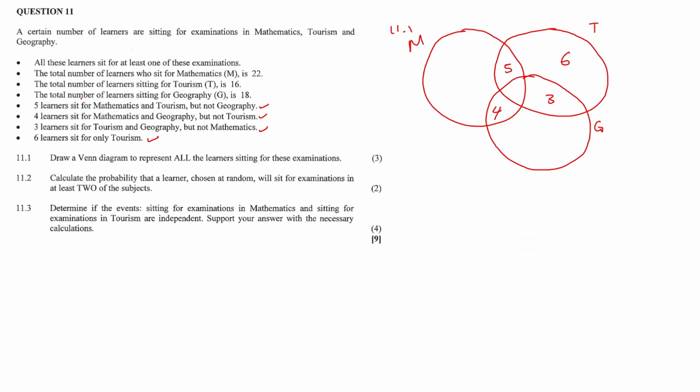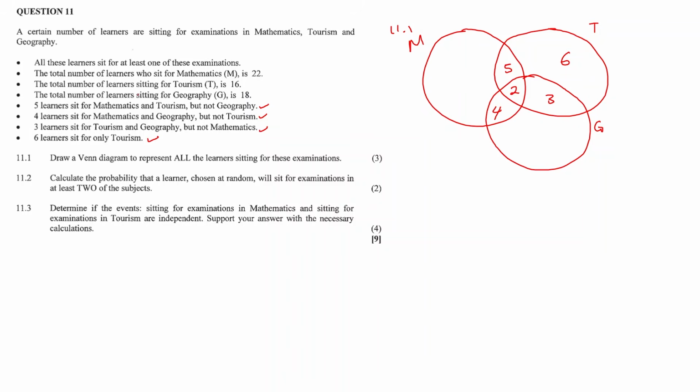We then say that the total number of learners sitting for geography is 18. So for geography, we have 18 in total, but we still don't know our middle value. So the total number for tourism is 16. And so far for tourism, we have 5 plus 6, which is 11, plus 4, which is 14. So our remaining number must be 2.